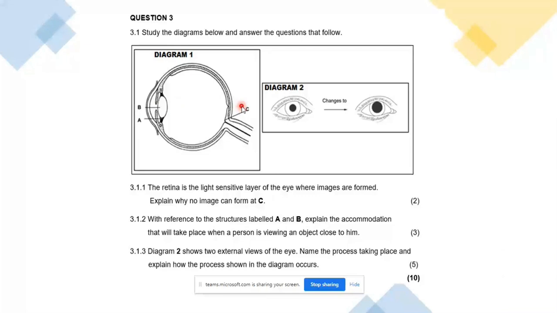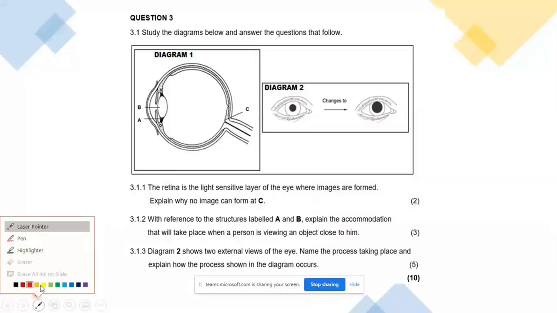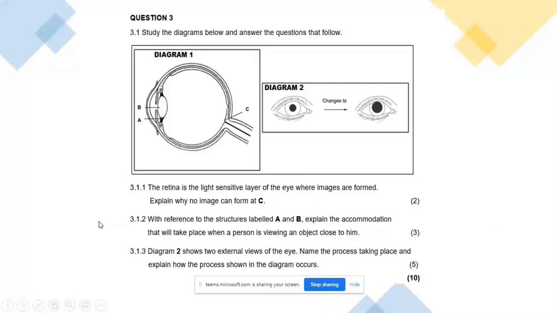And then you will see next to that is diagram two. And you'll notice here that the eye is doing something in terms of the pupil, that's getting bigger. So you need to know that something is happening there. All right. So question one says the retina is the light sensitive layer of the eye where the images are formed. Explain why no image is formed at C. So if you look at C, as I explained to you earlier, C is the blind spot. So why would there not be any image being formed there? There are no photoreceptors, or rods and cones, in the blind spot. Okay, so that would be your answer for C.